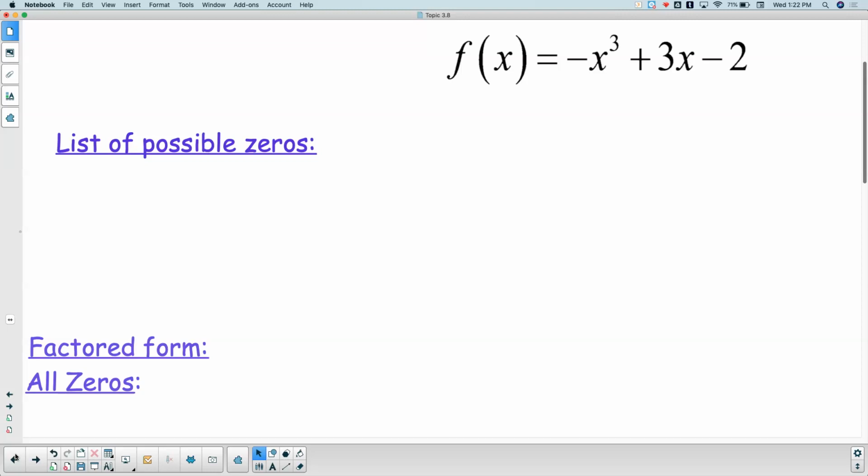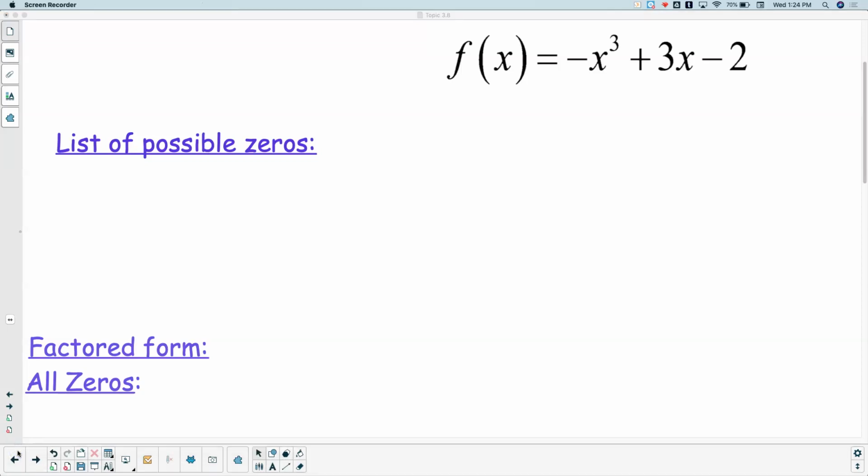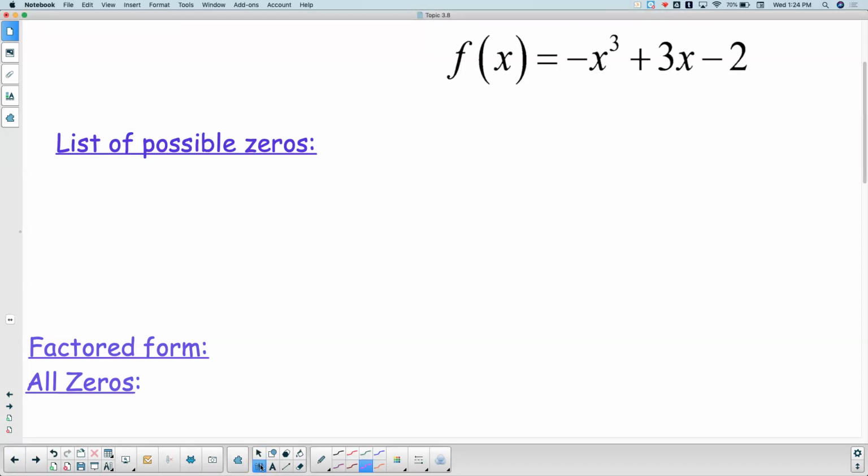Need more time? List of possible zeros. What's my list? 1 and 2? Plus or minus with both of them? Any other ones? Okay.